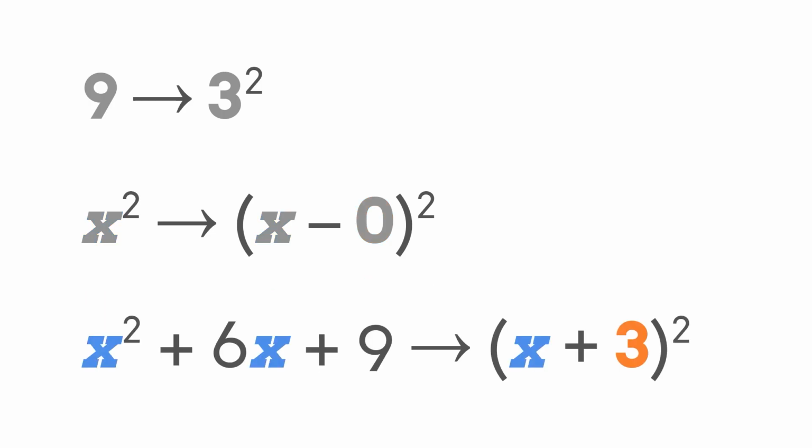Perfect square trinomials can be rewritten in factored form. x squared plus 6x plus 9 is the same as (x plus 3) squared. This helps us gather the terms of our equation into standard form. Let's look at some examples.